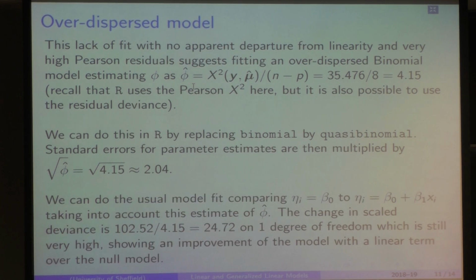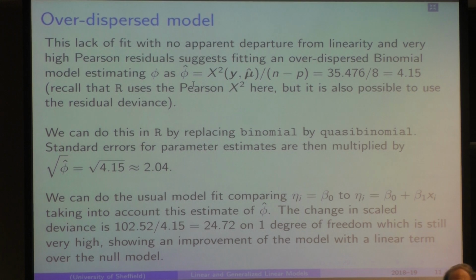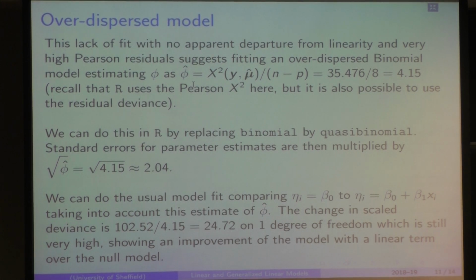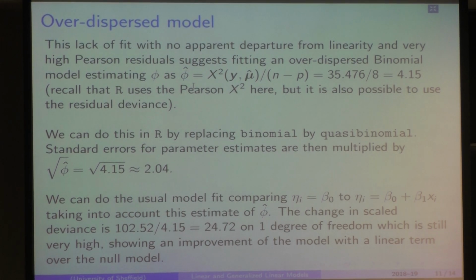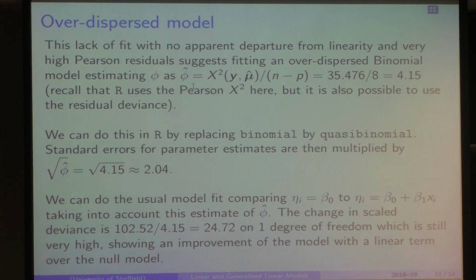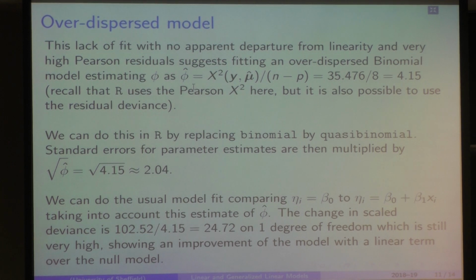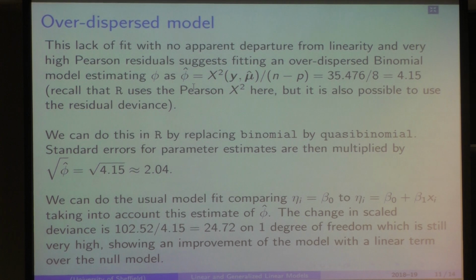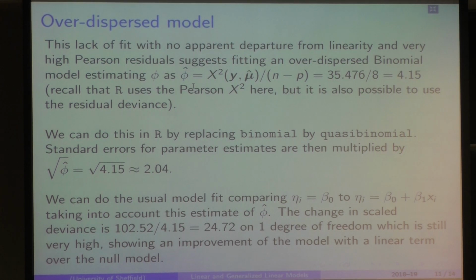Okay, so we can again compare the original null model with the model with a linear term in it in this quasi-binomial setting. Now, the residual deviance given by R is the same. However, the theory tells us to use the scaled deviance, for which we need to divide by phi.